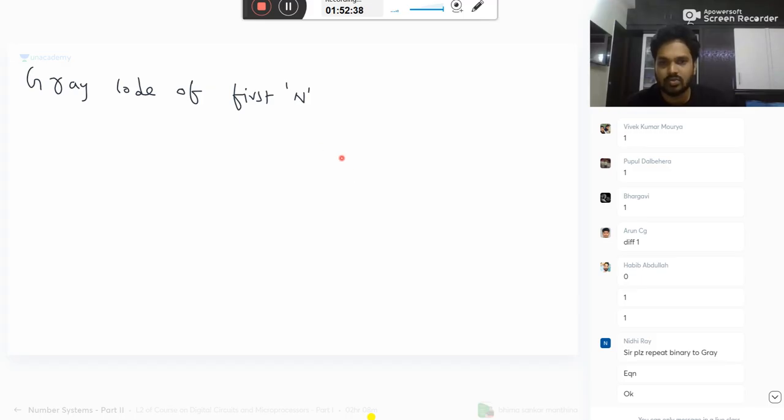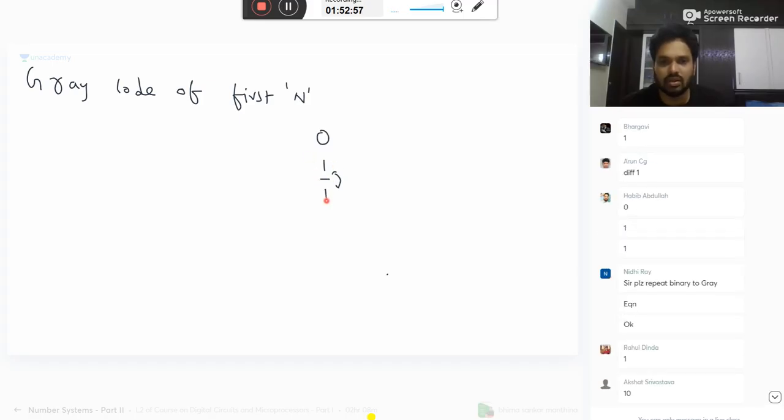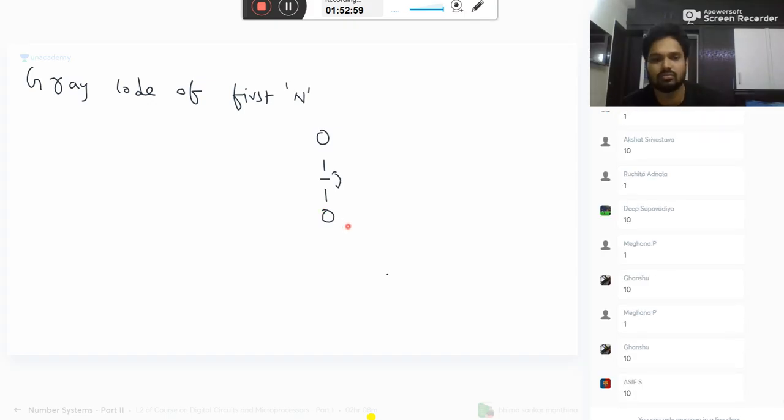First start with your 0. If it is 0, take here 1. Now take its mirror image. Please concentrate. What is the mirror image of 0, 1? 1, 0. Up to this is clear now. Now you take here 2 zeros, 2 ones. Is it okay up to this? This will give you the gray code of the first 4 numbers.